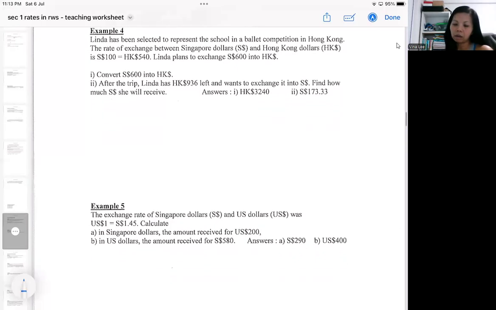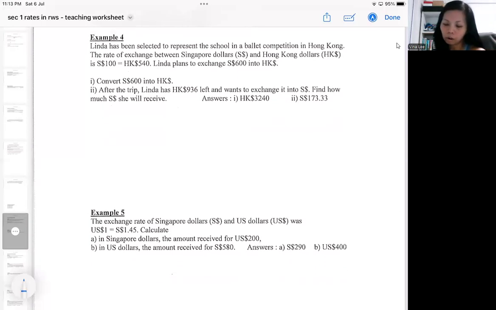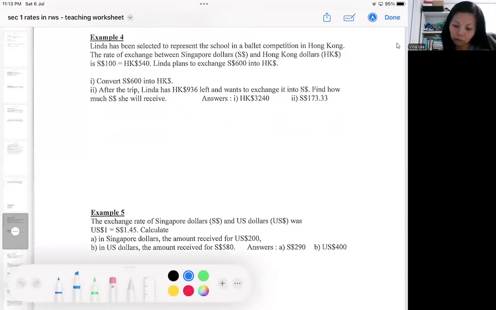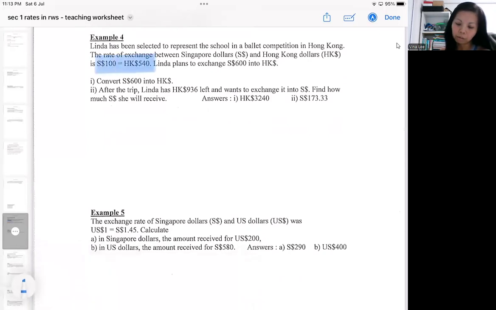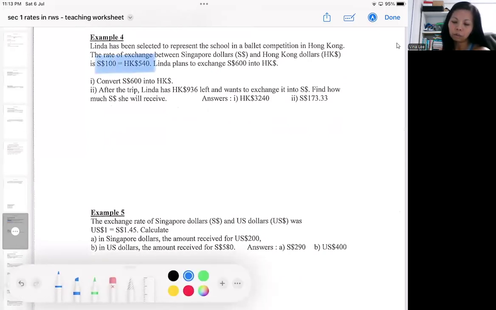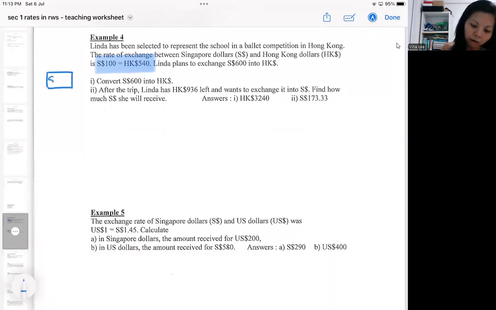Okay, so if you look at example 4, Linda is going to Hong Kong for a competition. So the rate that she is given is this one. How do you interpret the rates, in case some of you didn't know? That means for every 100 Sing dollar, she is going to get Hong Kong dollar 540. So every piece of $100 in Singapore dollar will get her 540 Hong Kong dollar.